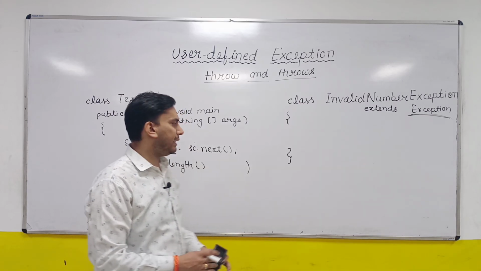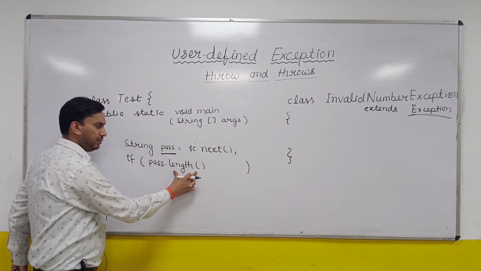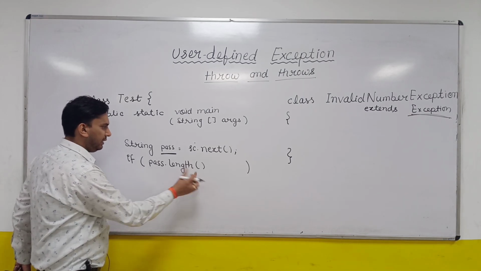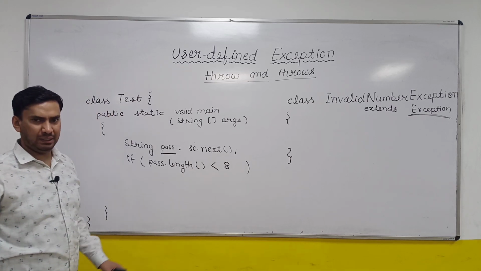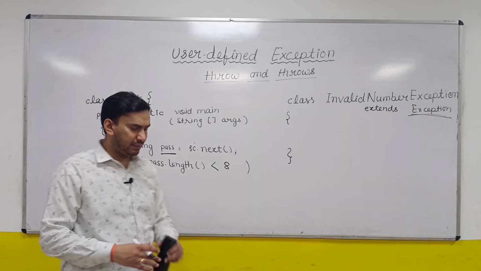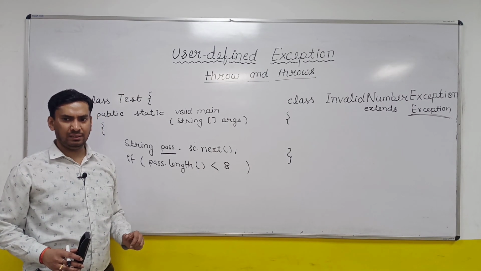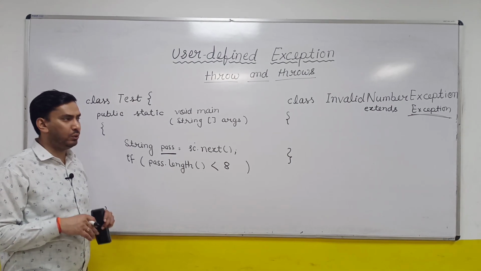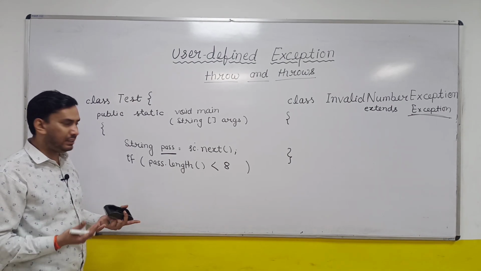Right? So what I'll write here is the condition: if pass.length, because the String class provides you the length method, if pass.length is less than 8. It means generally you know that the password length expected is a minimum of 8 characters. So let's say pass.length is less than 8. Fine. So here I want to throw the exception object.